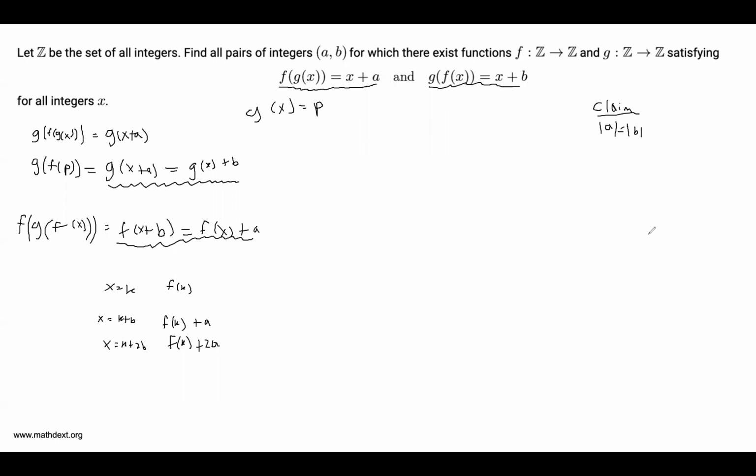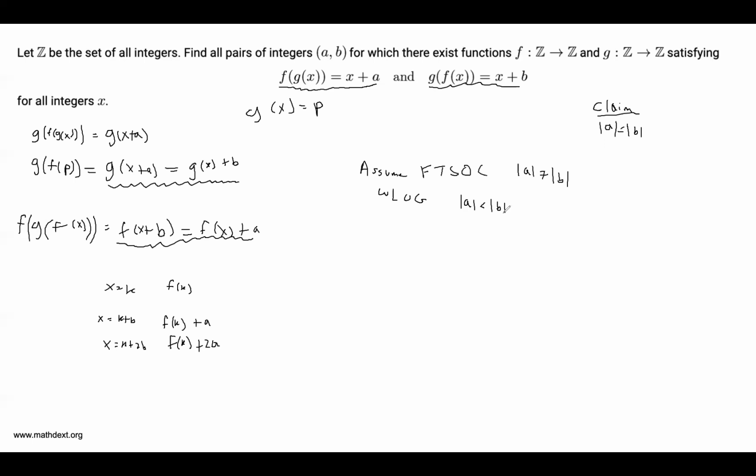Okay, now we're going to assume for the sake of contradiction that the absolute value of A is not equal to the absolute value of B. And so without loss of generality, we let the absolute value of A be less than the absolute value of B.